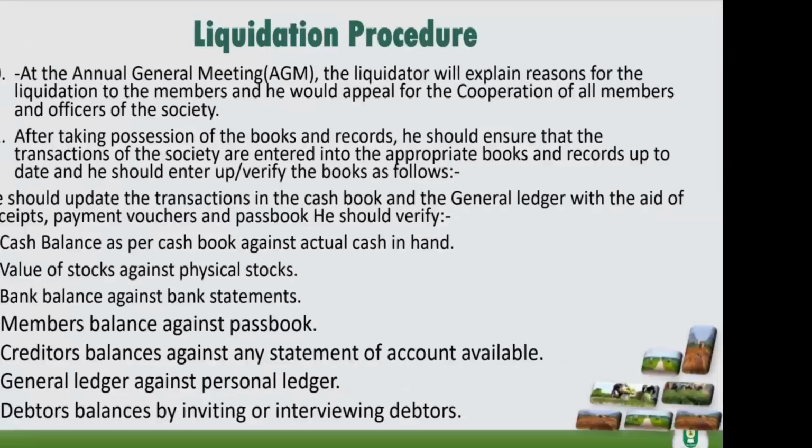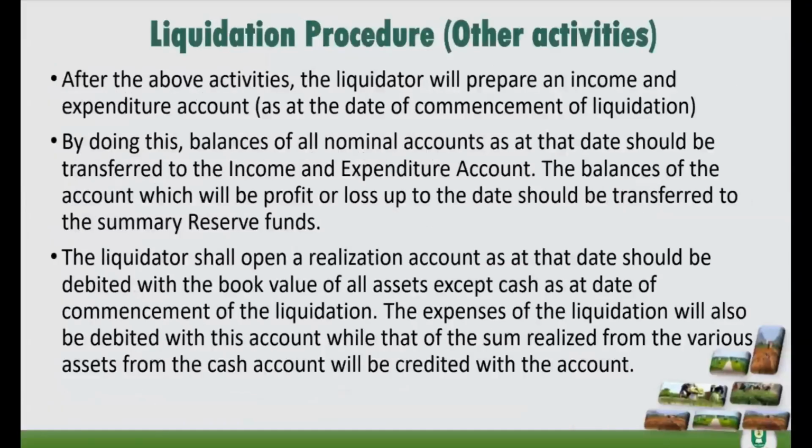Now, after all these activities I've just listed have happened, the liquidator will prepare an income and expenditure account. By doing this, balances of all nominal accounts as at that date should be transferred to the income and expenditure account. The balance of the account, which will be profit or loss upon the date, should be transferred to the summary reserve fund.